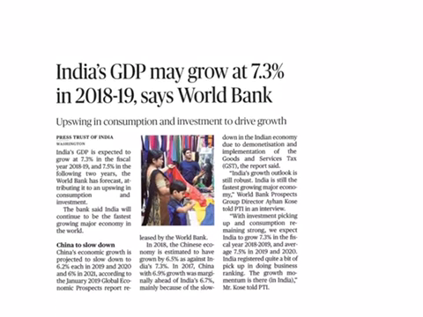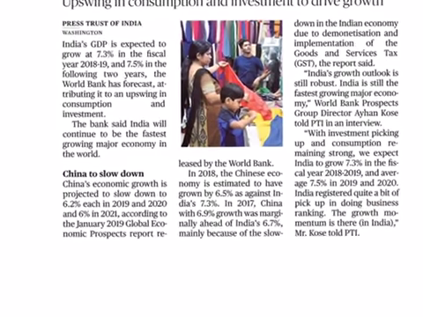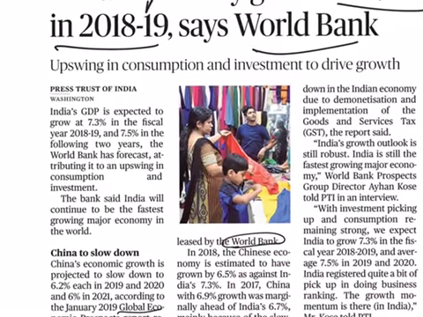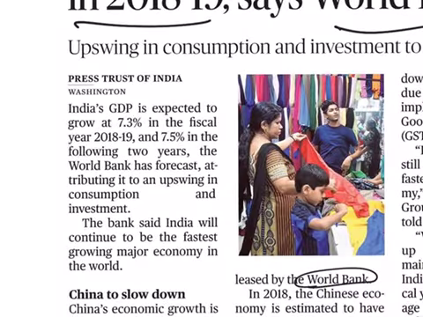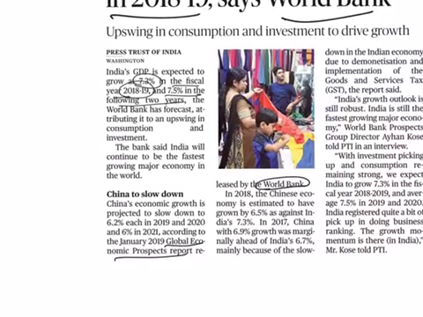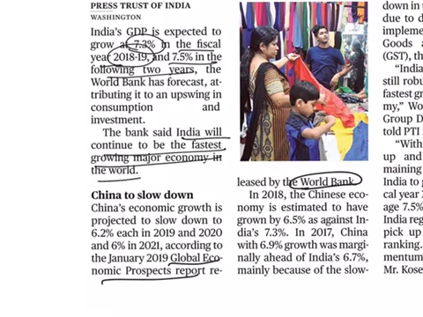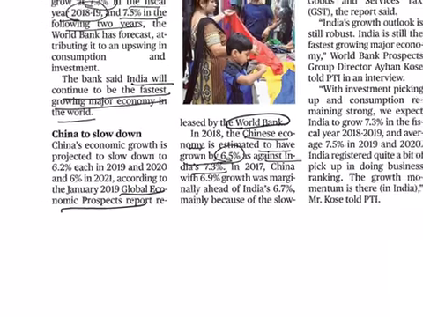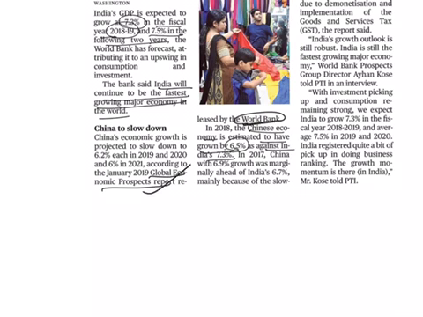The next article is India's GDP may grow at 7.3% in 2018-19, says the World Bank. This article comes under GS paper 3 under the topic of economy. From this article, what is important is that we should know about a report and who released it. Here there is a mention of the Global Economic Prospects report released by the World Bank. Please make a note of it. And what are the provisions in this report? In this, India's GDP is expected to grow at 7.3% in the fiscal year 2018-19 and 7.5% in the following 2 years. The bank said India will continue to be the fastest growing economy in the world. It has also been compared with the Chinese economy, which is going to go down by 6.5% against India's 7.3%. Just note down all these, and what is mainly important here is this report and who published it.